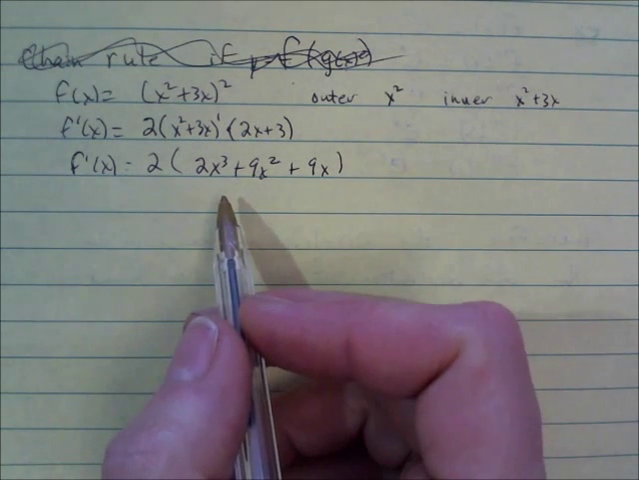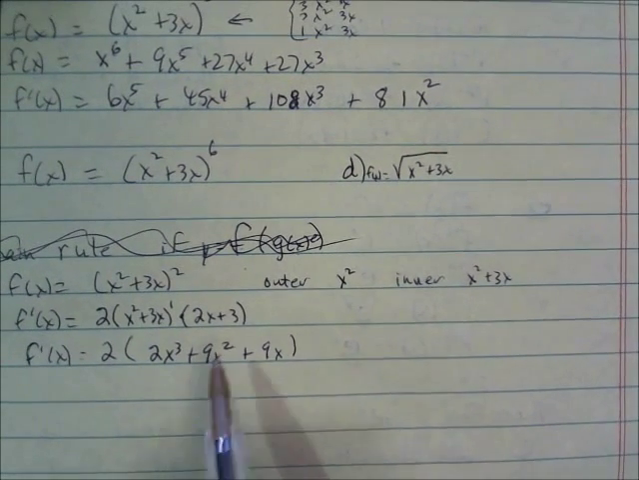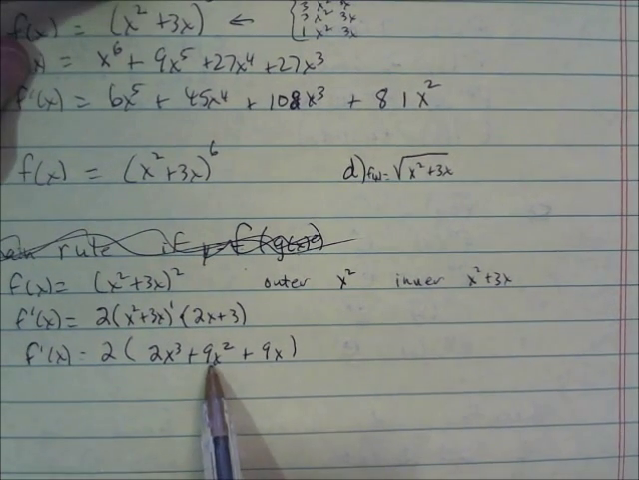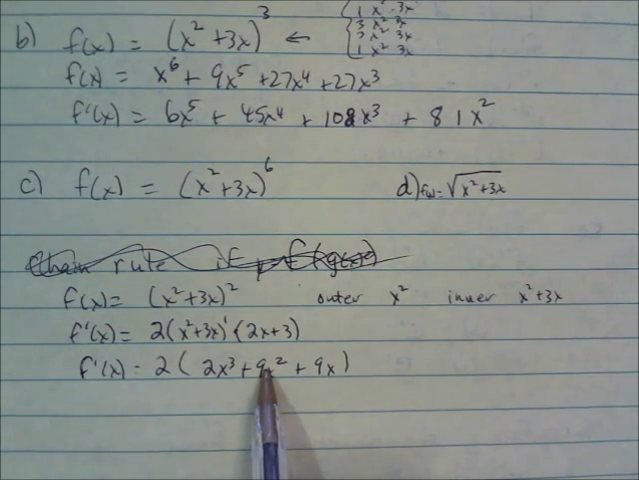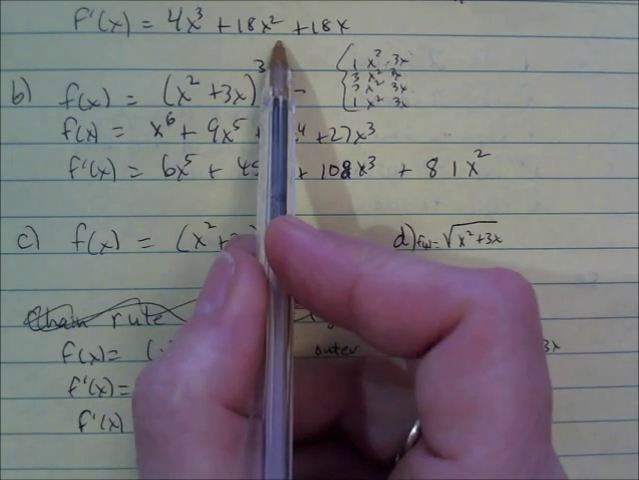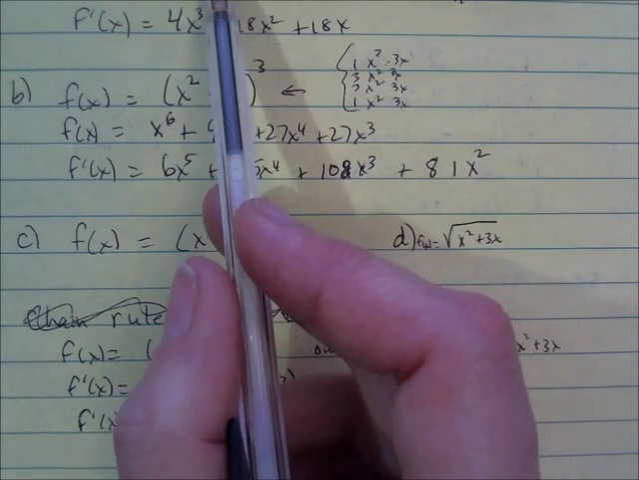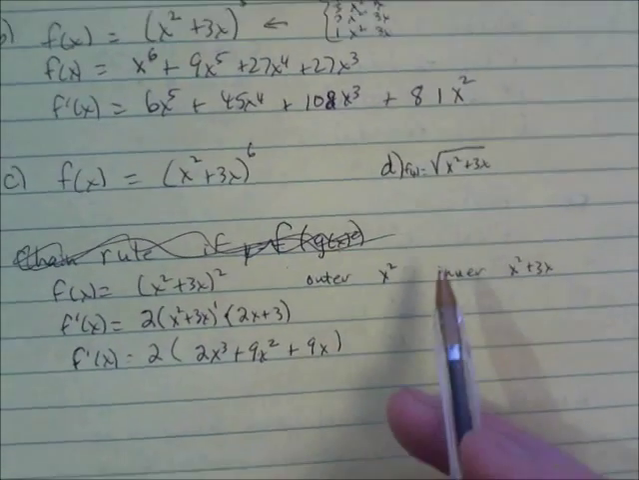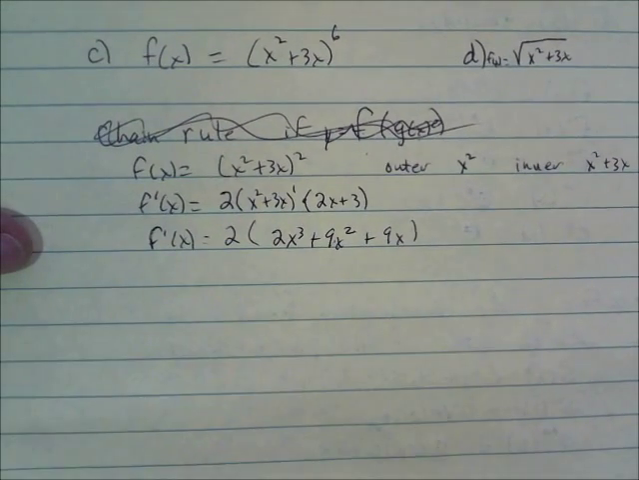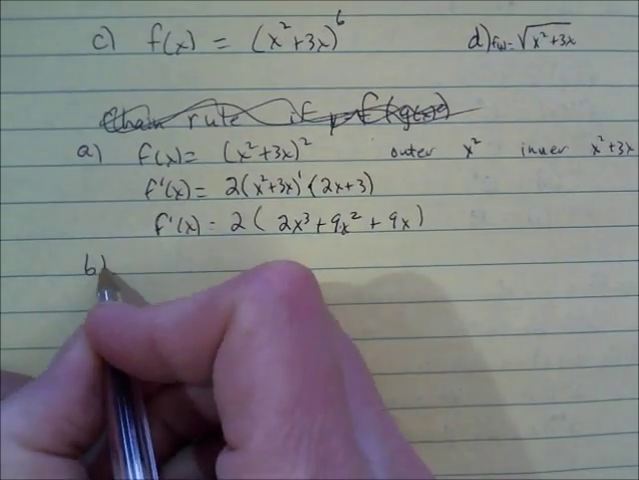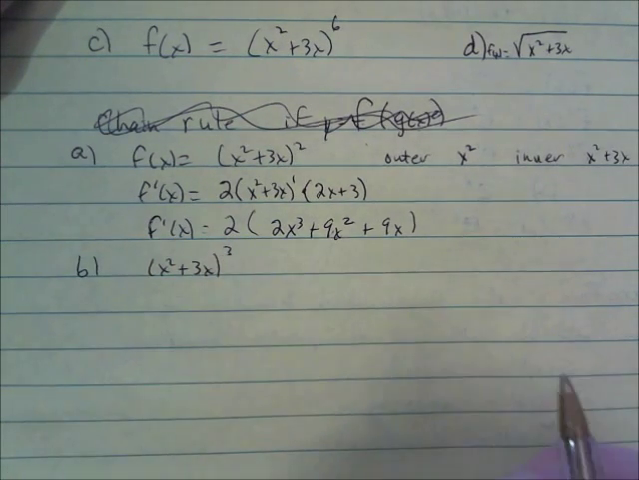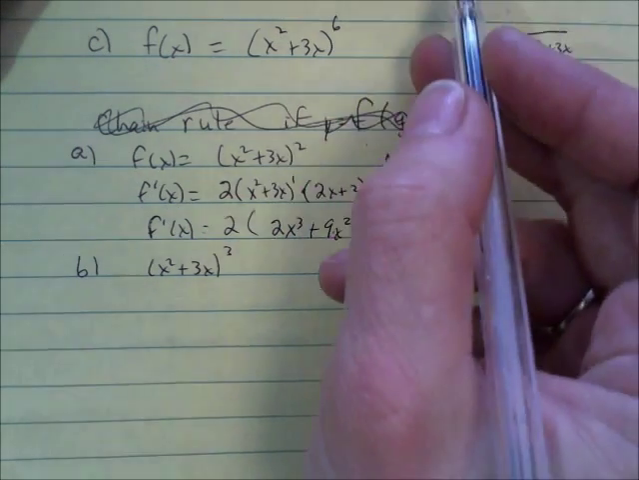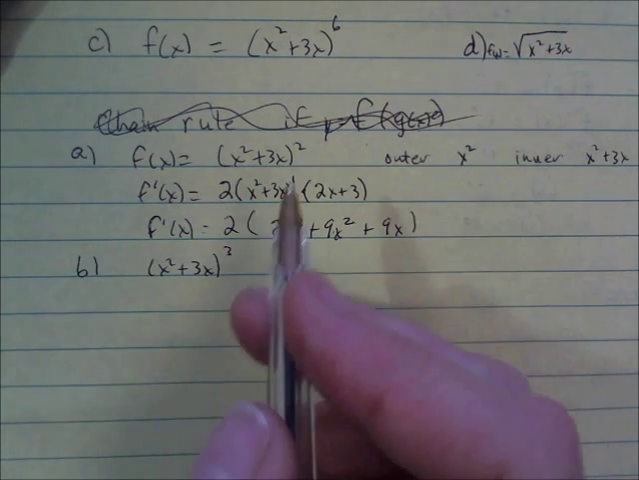So let's see if we got the same thing as we did before. That would be 4x cubed plus 18x squared plus 18x. So this derivative matches this derivative, and they should, because we found the derivative in a different manner back here. So this was part A using the chain rule. Part B, we had x squared plus 3x all raised to the third power, and we used Pascal's triangle to expand that binomial.